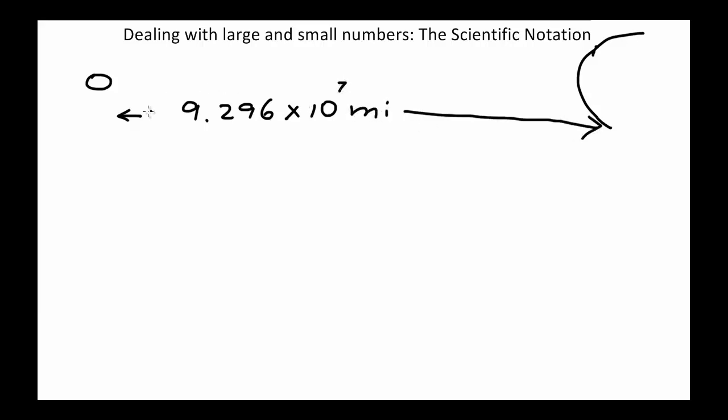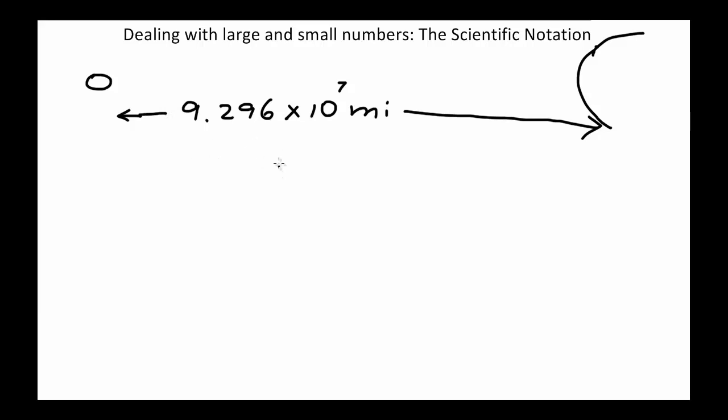Another technique we use to represent very small and very large numbers is the scientific notation. This is a standard way of representing numbers in a compact fashion, no matter how large or how small the numbers are. Let's take an example of the distance between the Earth and the Sun. Let's say the Earth is here and the Sun is here, much bigger than the Earth. And the distance between them is written in scientific notation as 9.296 times 10 to the power of 7 miles. So that's the distance between the Earth and the Sun.